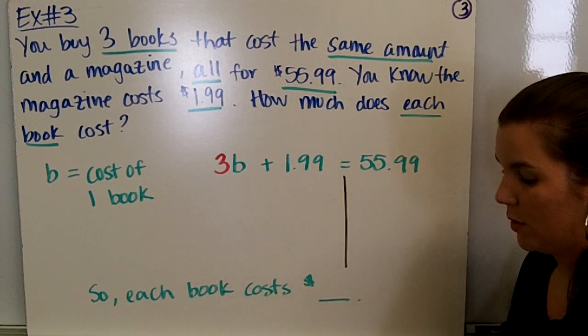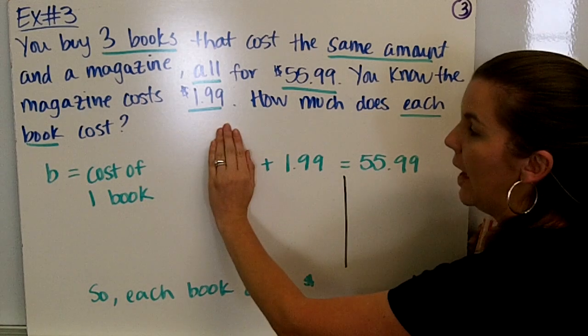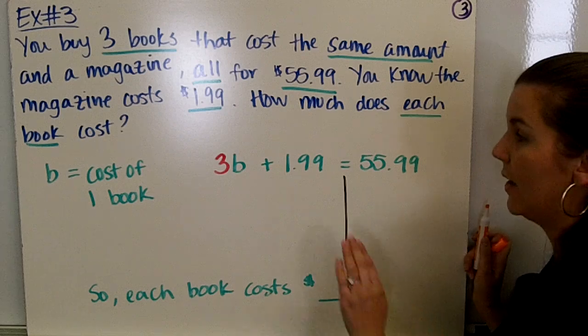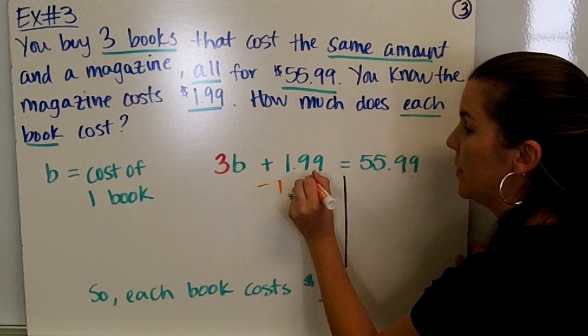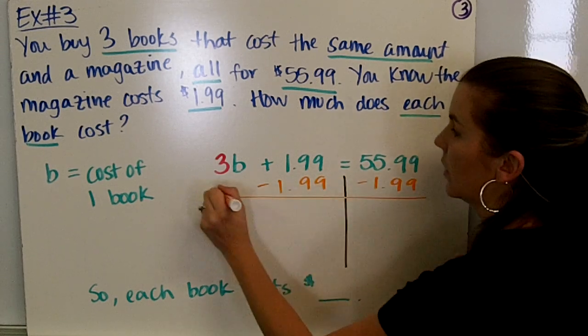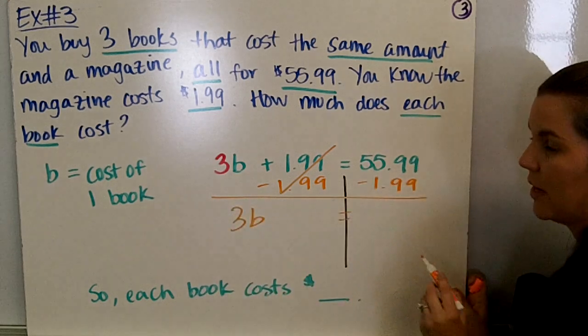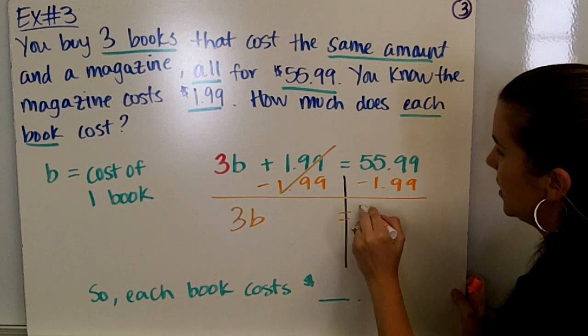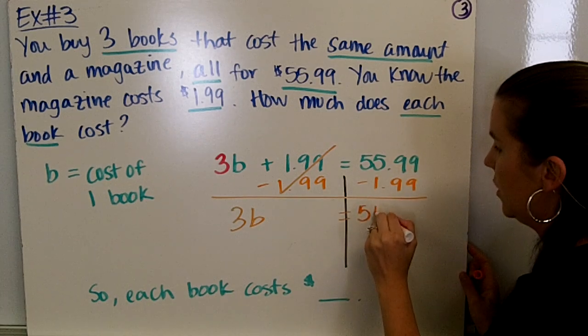Now we're going to solve this equation. Go to where your variable is, cover it up. I have plus $1.99 on the left side with my variable. I need to get rid of this piece, so the opposite would be to subtract $1.99. I get 3b equals $55.99 minus $1.99 is $54.